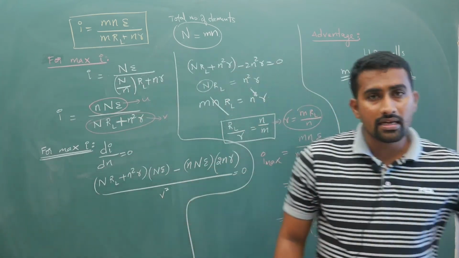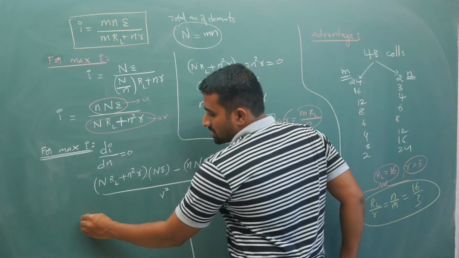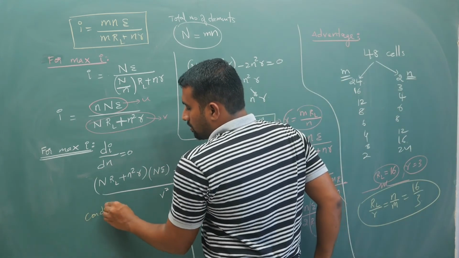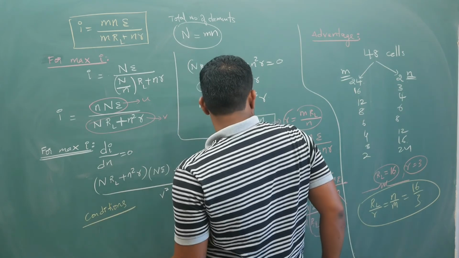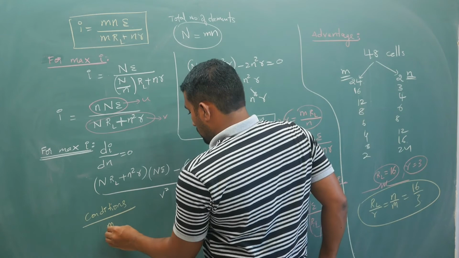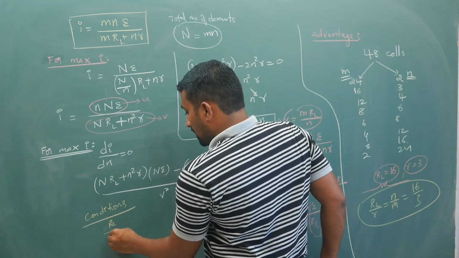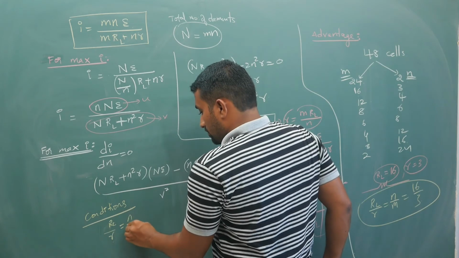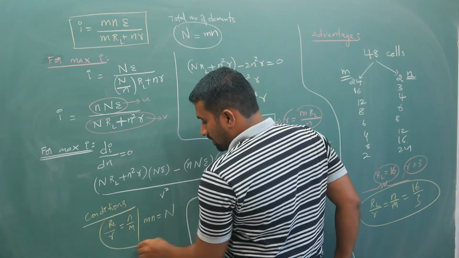Okay, if you get some fractional number, you can divide. What are the conditions for this part? To get maximum current, I will write the conditions. Just look at the 2 conditions alone. From here, R load by small r is n by m, and m into n is capital N, the total number of cells.